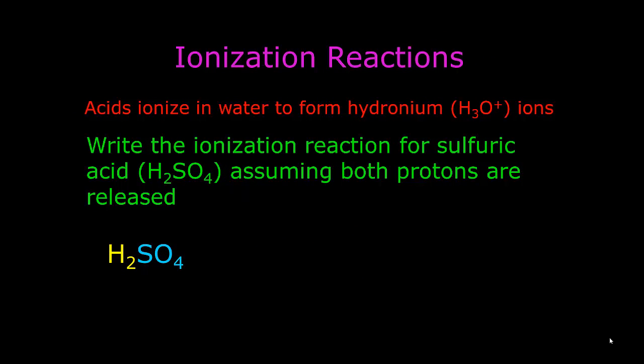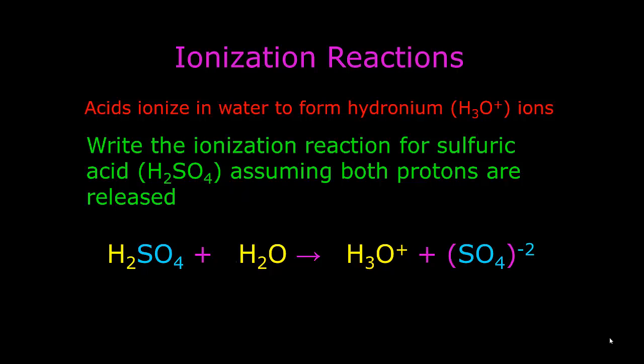Now let's write the ionization reaction for sulfuric acid, and we are going to assume that both protons in the sulfuric acid, both of the H's, are going to be released. So we have H2SO4 plus H2O. Now we know that the H's from the H2SO4 are going to combine with the water to make H3O+, and then the SO4 is going to break off to make SO4 2-.